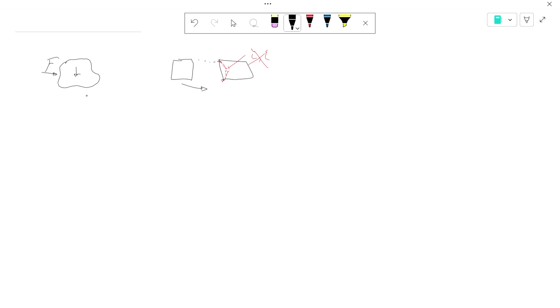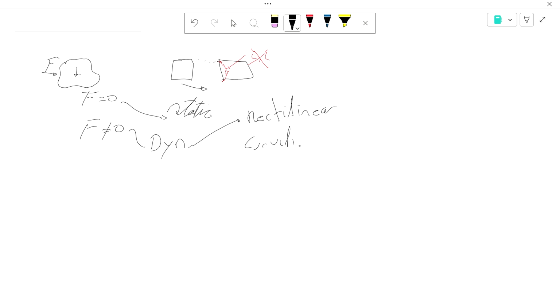If the system stays at equilibrium, the force is equal to zero. That is going to be a static system. Static, we talked about this before. If the forces are not equal to zero, then we're going to have a dynamic system. And in that case, we have to know if it's going to be a rectilinear dynamic system, or, which we're going to talk about later, a curvilinear system.